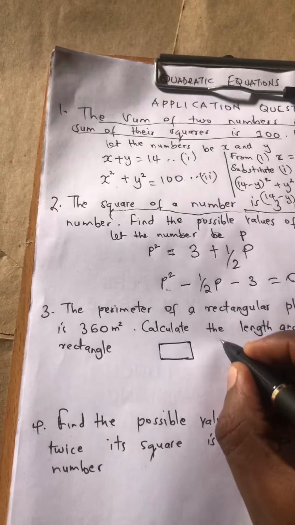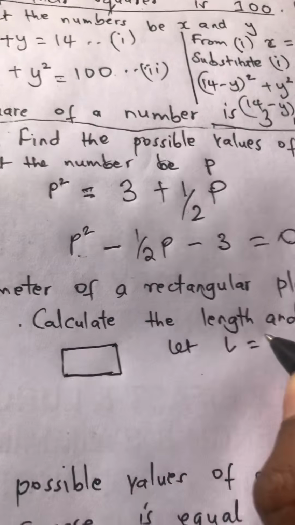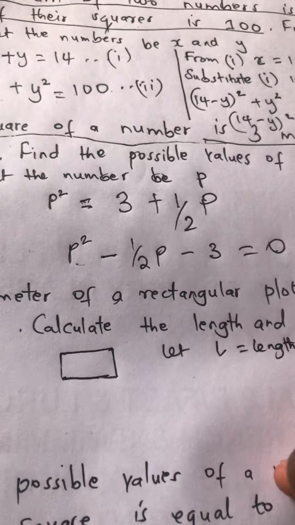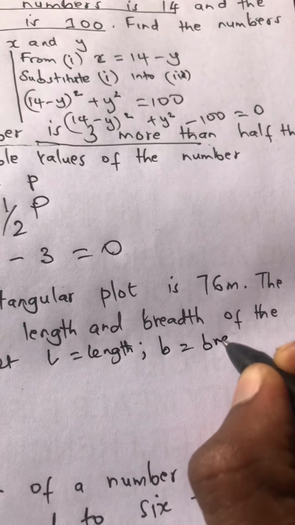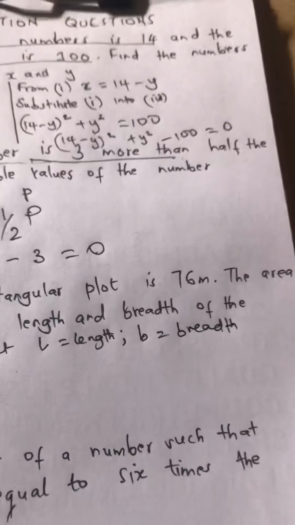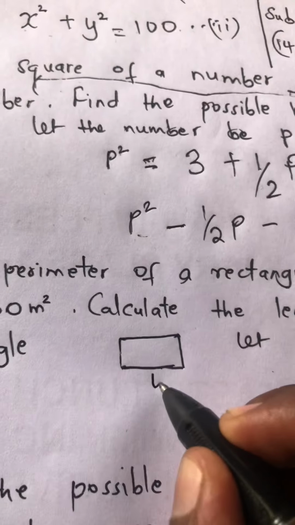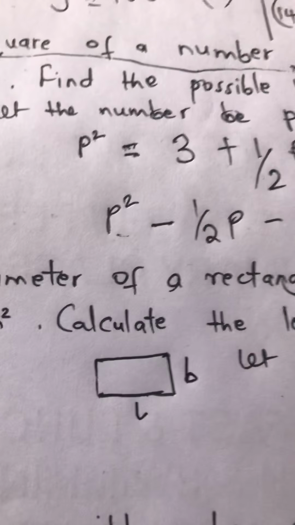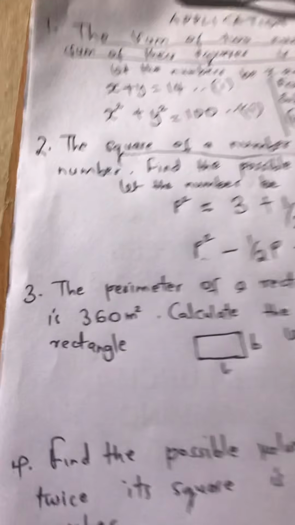Then let L be the length and B be the breadth. Breadth ndio kama width. Hapo sawa? Nice one. Then unakuja na label ndio L, then this is B. Alafu umeambiwa the perimeter is 76 meters.